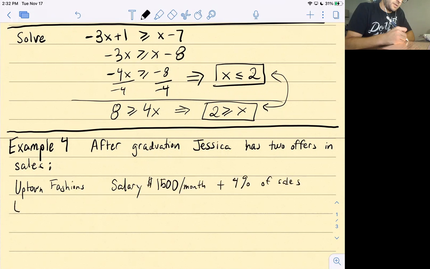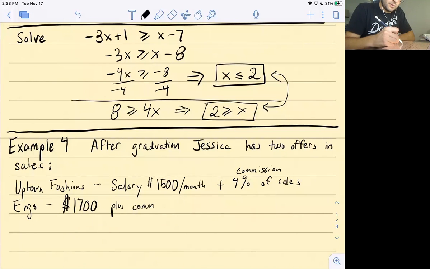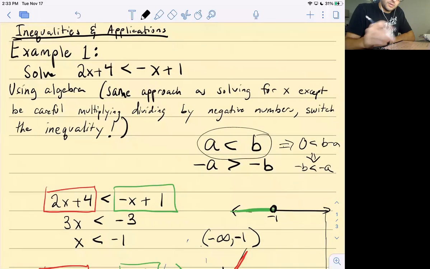And Ergo Designs, let's call it Ergo. This one gives $1,700 a month, plus a commission, plus a commission of 6% of sales in excess of 10,000, 10K.